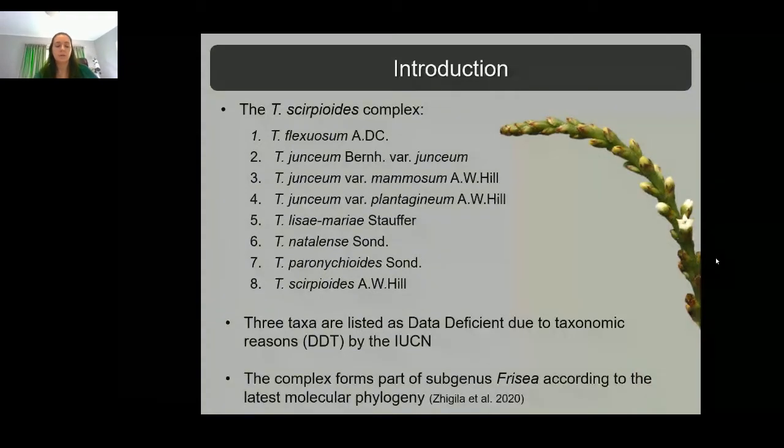So this group of species that we revised, we actually came across them when doing curation in the herbarium, and we realized that it was quite difficult to place the specimens with the species. So we then decided to go into more detail and to study this. And we found these 8 taxa that formed part of this complex, of which 3 were listed as data deficient due to taxonomic reasons by the IUCN. This complex is part of the monophyletic subgenus Frisea, according to the molecular phylogeny done in 2020.